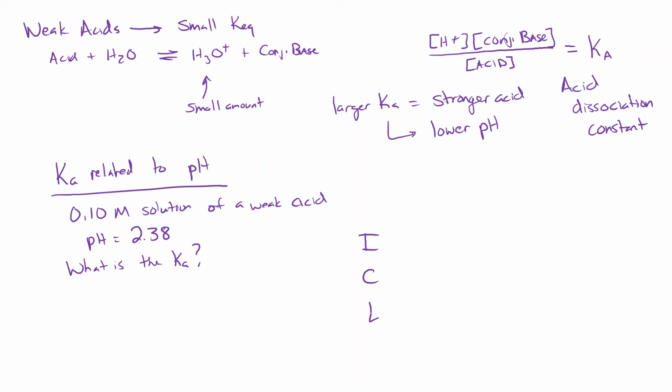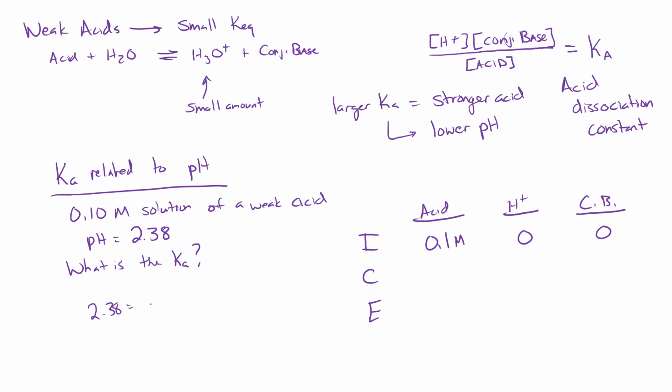Initial, change, equilibrium. We have our acid, we have our H plus, and we have our conjugate base. Okay? So our acid initial concentration is 0.1 molar. Our initial H plus concentration is 0, initial concentration of conjugate base is 0, because of course these are our products, and so we assume that we start at 0. We know the equilibrium concentration of H plus, right?